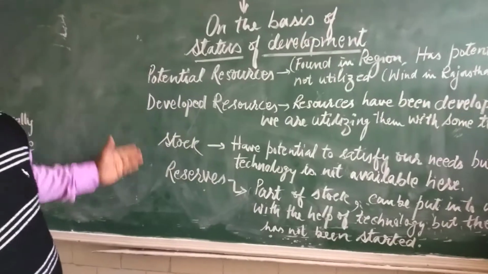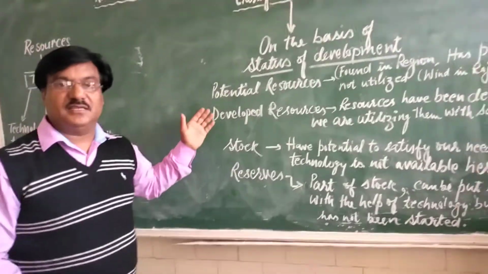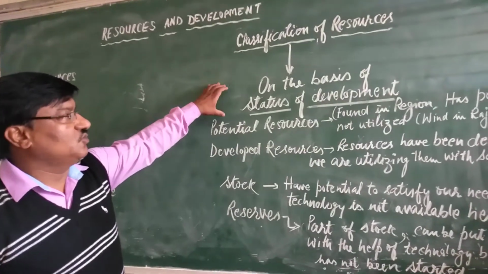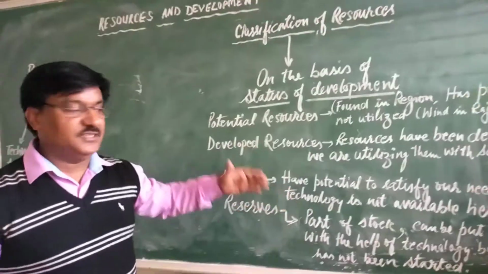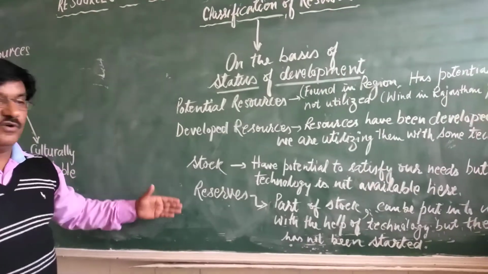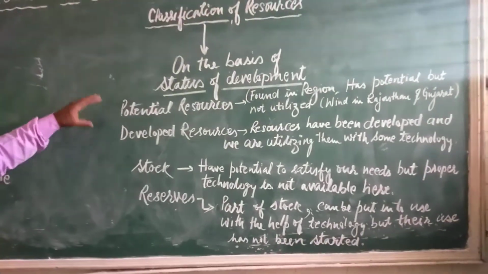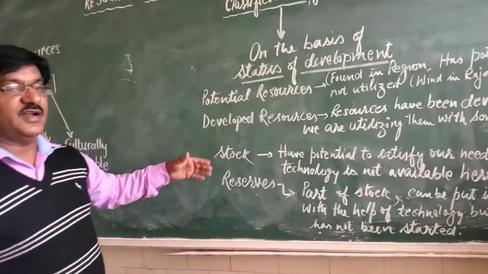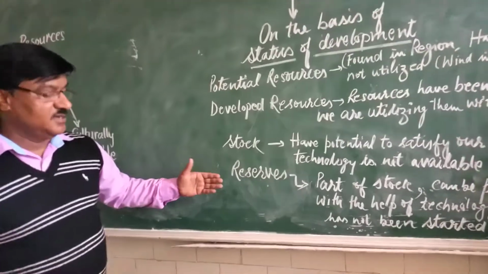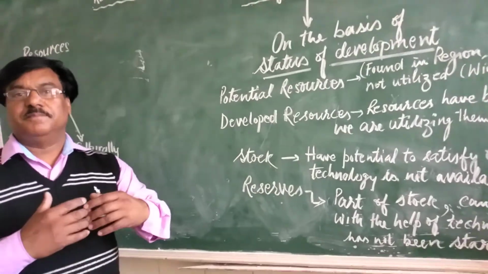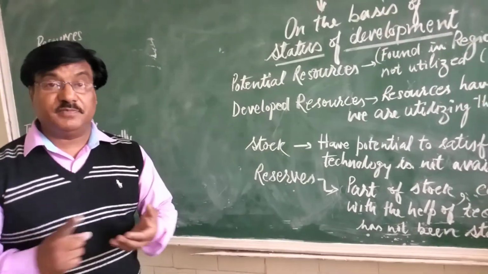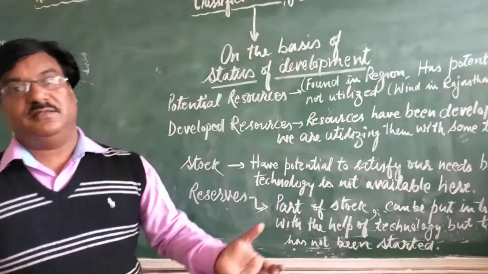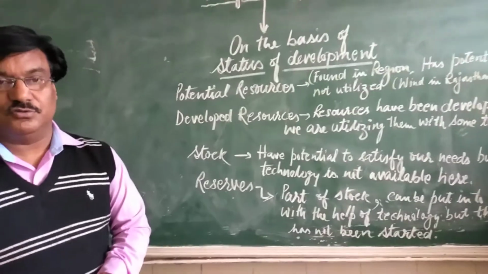So these are the points which can be asked in different forms. If it asks you to define resources on the basis of status of development, then you have to mention all these four resources. You can be asked to find the difference between potential resources and developed resources, dear student. They can be asked what the difference is between stock and reserves. Means they can be asked in different forms. You must be ready. If the concept is clear, then you can explain them very nicely. Otherwise, you will get confused.